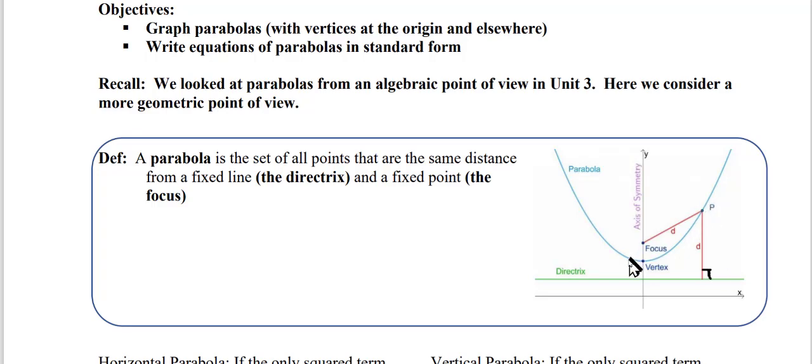So that works for that point P. It also works for a point here. If you looked at this distance compared to this distance, those will be equal distances. And that will be true of any point on the parabola. Even if you go way up here to this point and then drop it straight down there, that distance will equal this distance. True for every point on the parabola.